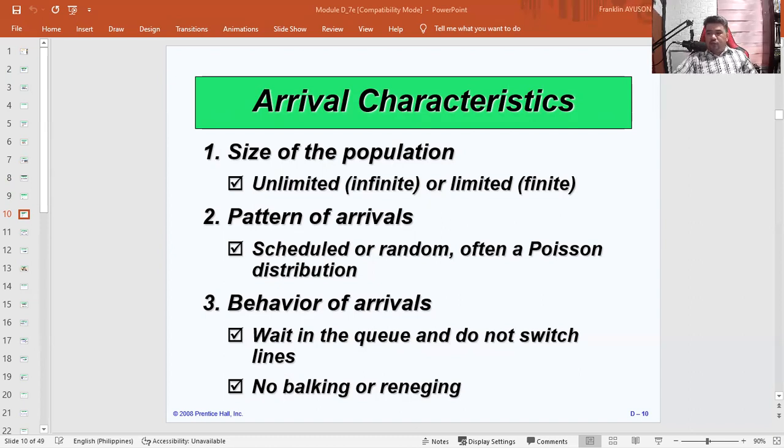And finally, in terms of characteristic of arrival, would be the behavior of the arrival. When you say behavior, wait in queues and do not switch line, or the balking or reneging of our arrivals. So ibig sabihin, posibleng nainip sila, posibleng nagrereklamo sila, posibleng uneasy sila, etc. And then in other cases, posibleng they are willing to wait at a certain queue, or they tend to switch from one line to another. That would be in terms of behavior.